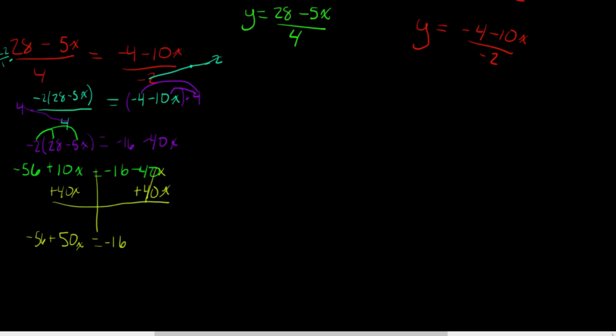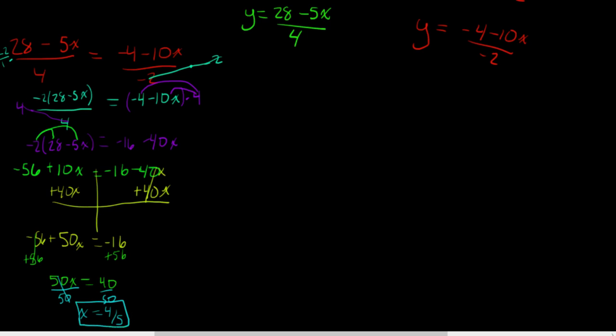Now to do the inverse operations, x is being multiplied by 50, and then we're subtracting 56. So to go backwards, I need to add 56 first. Those will cancel, bring down my 50x. Negative 16 plus 56 is going to give me 40. And then to continue undoing my order of operations, I'll divide both sides by 50. And I get x is equal to 40 divided by 50, which is 4/5.